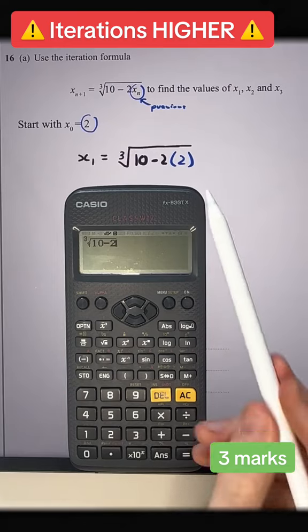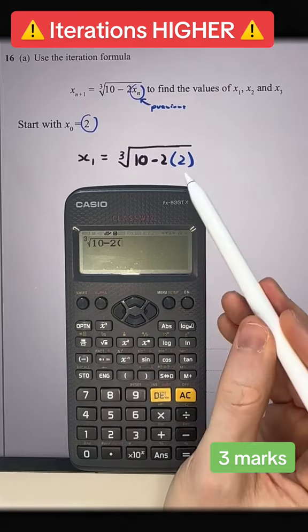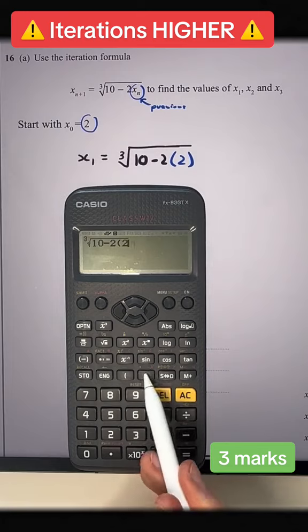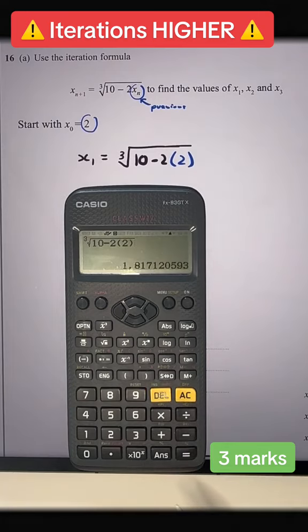Every time I see xn, I'm going to put that in brackets. In this case, my previous value for xn was 2, so in brackets 2, and press equals. And that's my value for x1.